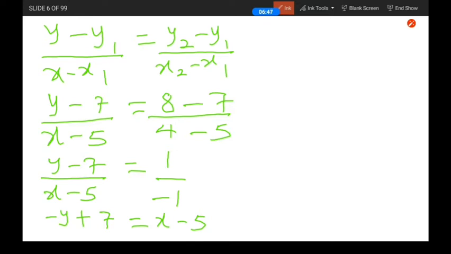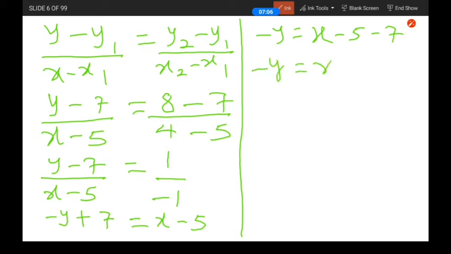Such that we now collect like terms. So we have minus y equals x minus 5 minus 7. Look at that very well. Once you are solving a question, you can go back to see if you are doing the right thing. So we have minus y equals x minus 5 minus 7 will give us what?